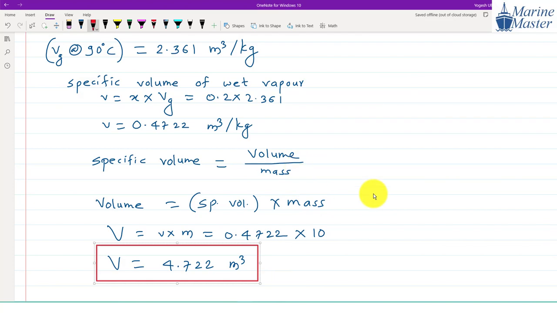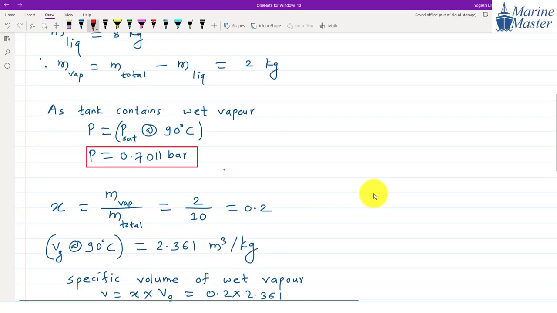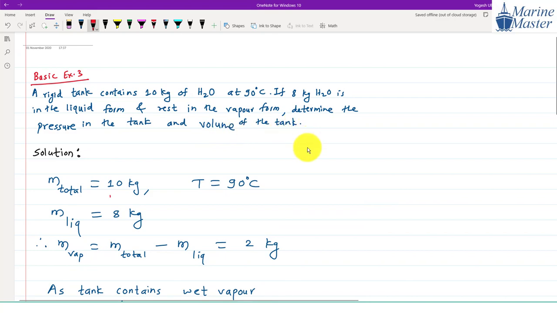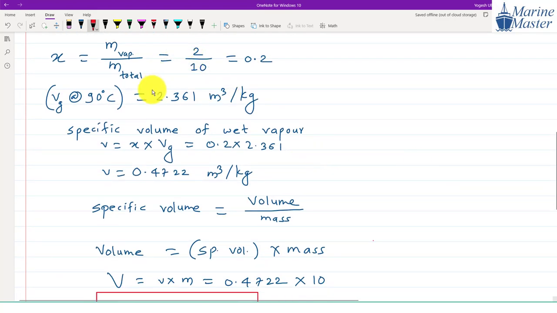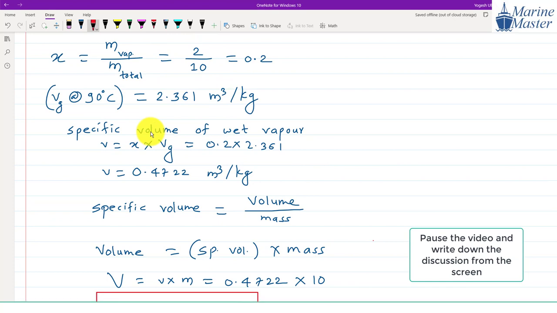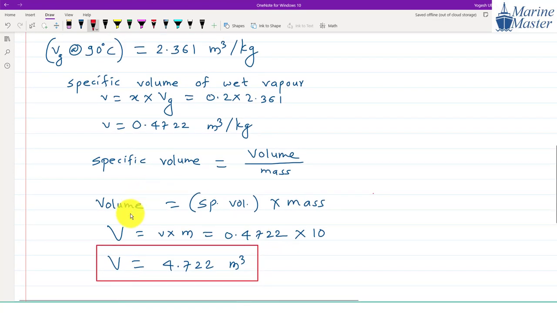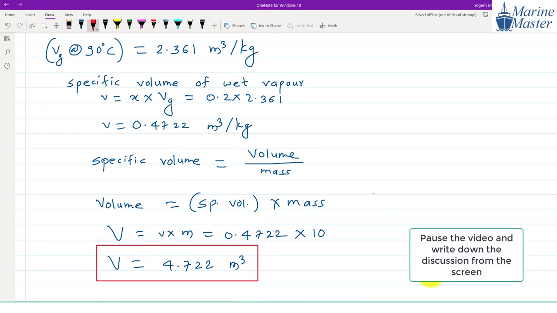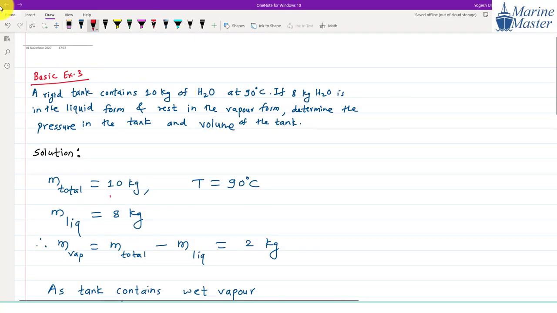Before going further, please everyone write down this discussion of this question, because here they are asking us the volume of the tank. Now write down the remaining also. So this is all about basic example 3.